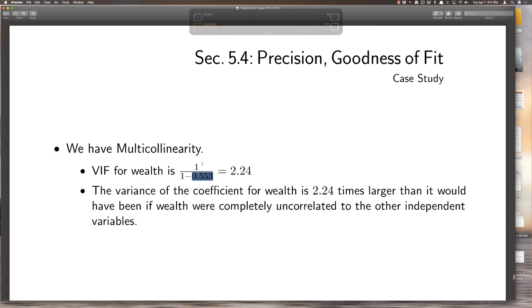And so it's going to be 0.553. And so when you plug that in, that gives you 2.24. That's a large variance inflation factor. The variance of the coefficient for wealth is 2.24 times larger than it would be. So it's a multiplicative effect. So my beta 1 is 2.24 times bigger than it should be.